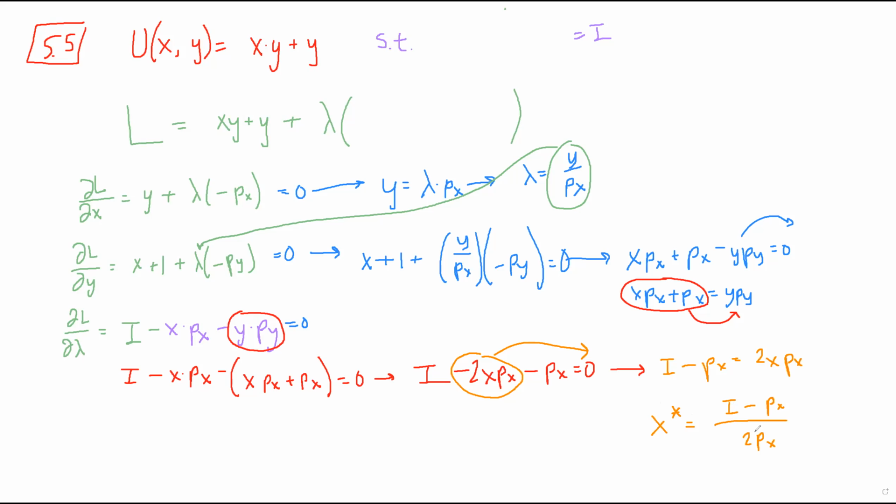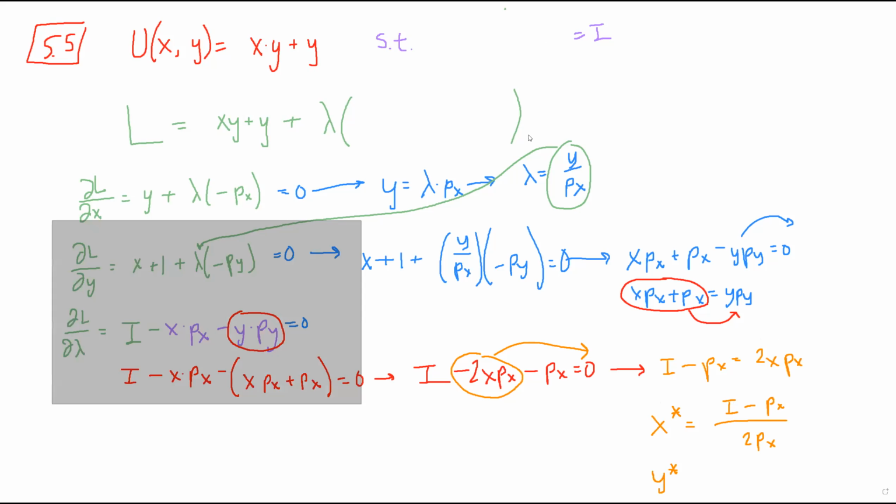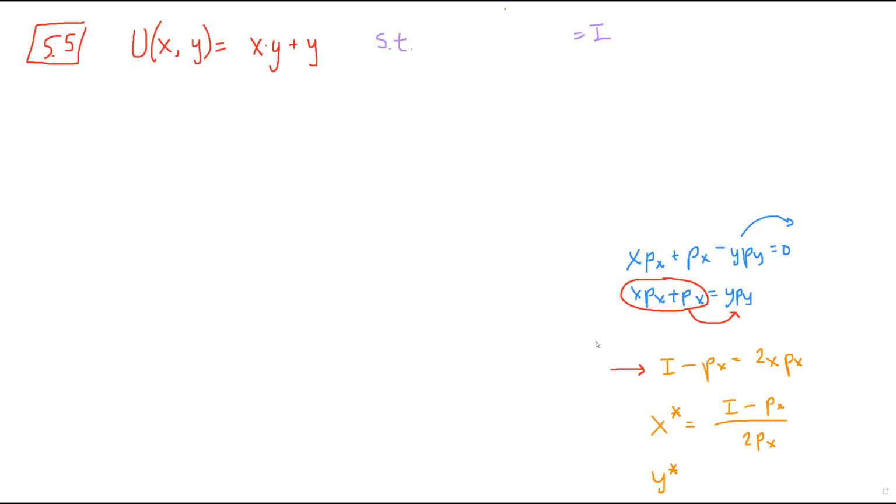Okay. That gives me x star. Now I still have to go find y star. And this is where things get a little hazy and hairy. What I'll do is I'm going to delete all this stuff. I don't need this anymore. Don't even need this.